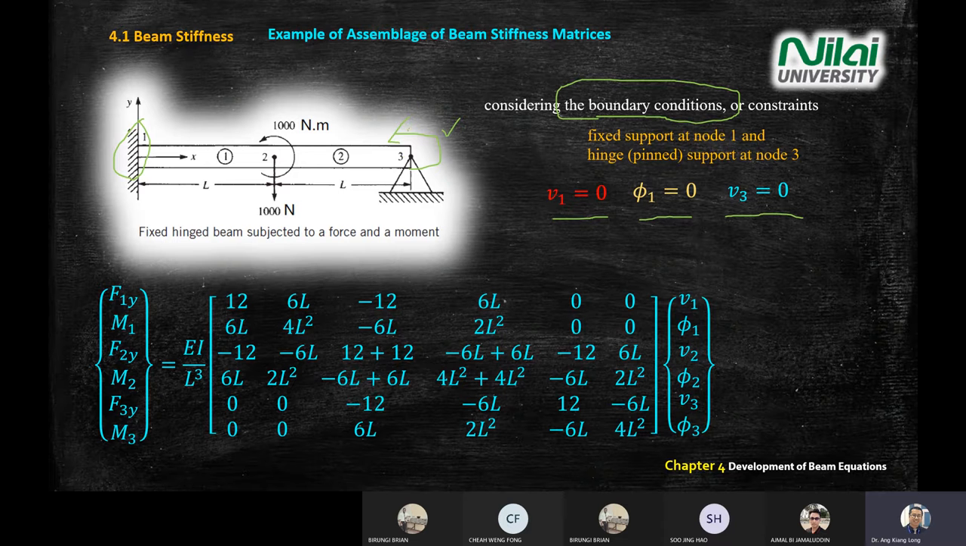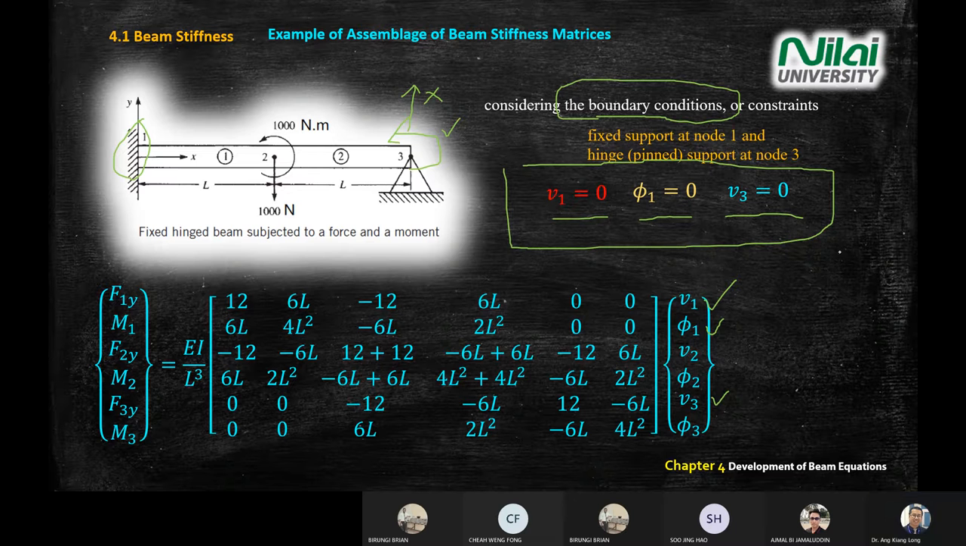However, if there's a pin, it cannot move up. It cannot move down. So it is fixed. So your V3 is 0. So if you look at your F equal to KD equation, your V10, pi10, V30, you already can reduce 6 times 6 to 3 times 3 equation already, right? Or matrix. Okay? Anyone, you don't understand the boundary condition of this tree? You don't understand why V10, rotation 10, V30? Any of you, you don't understand why this one cannot move up? Because it's a pin structure, it's a pin constraint. But it can rotate. It's free to rotate because it's a pin there. Okay, we move on.